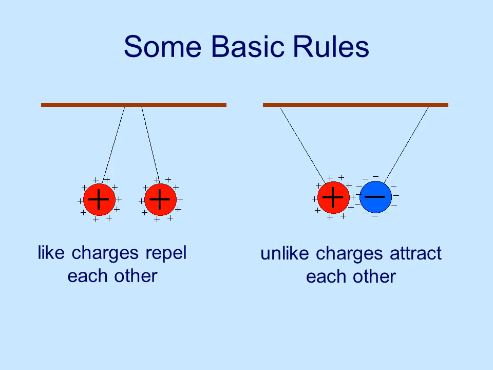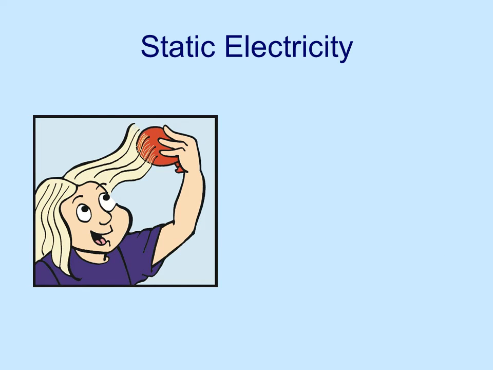So, a couple of basic rules here. Like charges repel each other. If you put 2 positively charged materials together, they're going to push each other away. Unlike charges attract each other. You put a positive and a negative charge together and they're going to be drawn to one another.